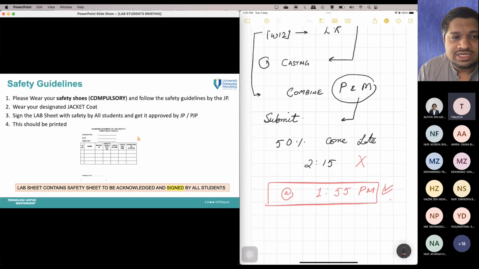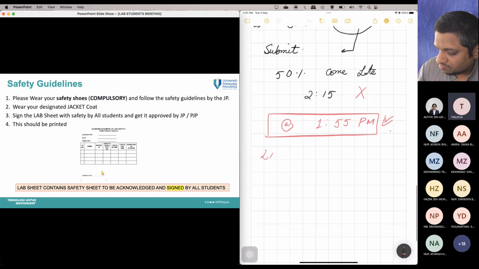All students need to sign the lab sheet safety instructions. In the lab sheets which have been provided to you on Kalam, if you open the lab sheets, there is an acknowledgement of the lab safety and punctuality rules. You all have to write your name in the report, and then you have to get a signature by the GP. Without this, the lab report will not be counted. The safety sheet should be signed by the PIC.